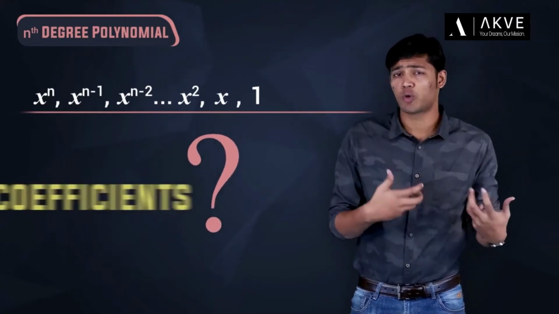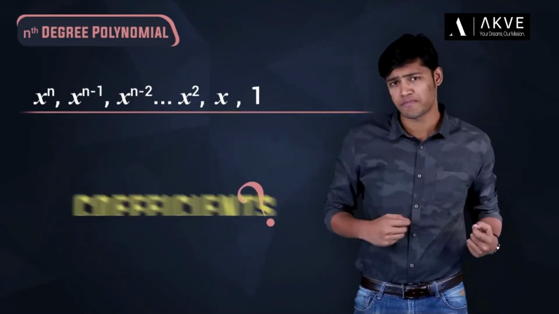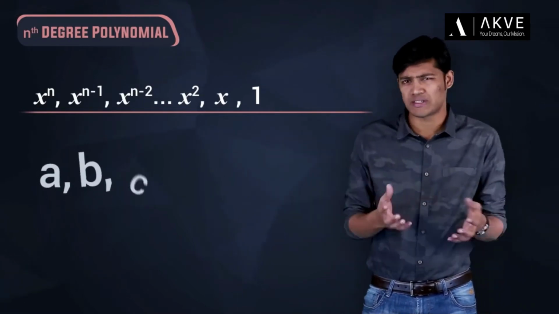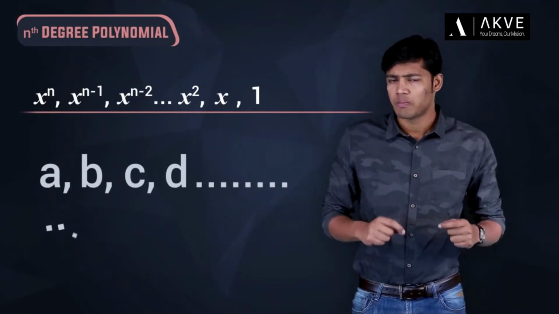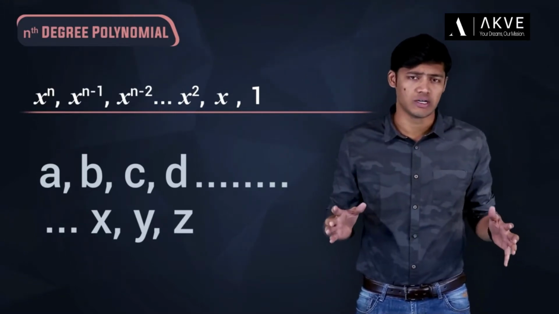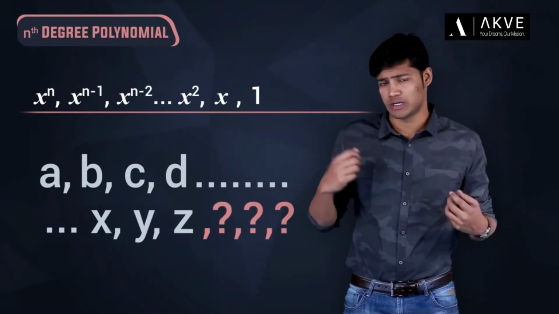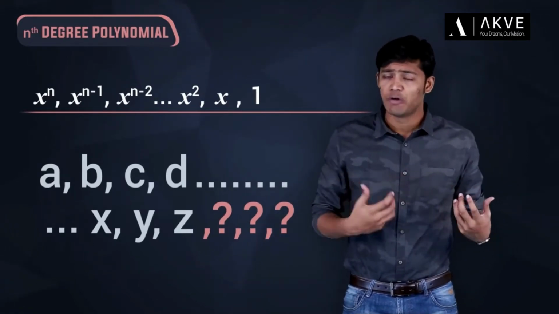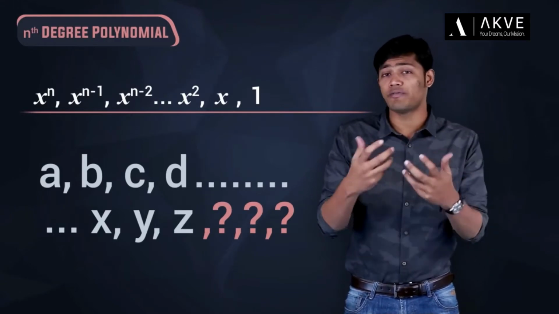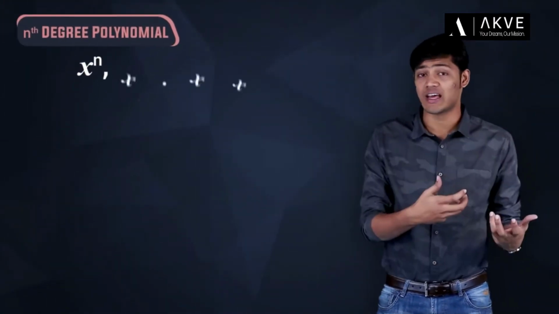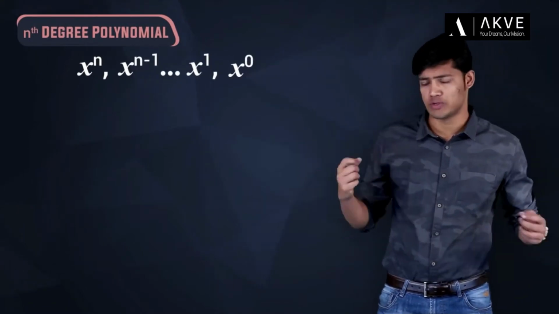Now, how about the coefficients of these variable terms? We used to use the coefficients as a, b, c, d and so on. But if you use them here as well, there is a situation that we may run out of these constants. So, to overcome this problem, we will generalize even the coefficients or the constants as well. So, let's see how we generalize the coefficients of these variables.